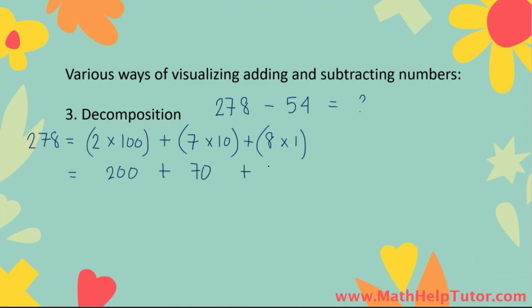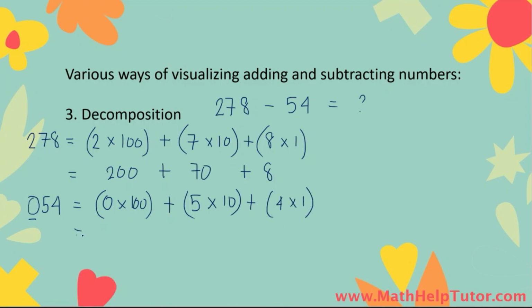which is also equal to 200 plus 70 plus 8. Now, let's do the same thing for the next number. That's 54, which is equal to 0 hundreds, since there is no number in the hundreds place, plus 5 tens, plus 4 ones. And this is actually equal to 50 plus 4. And of course, this is 0.